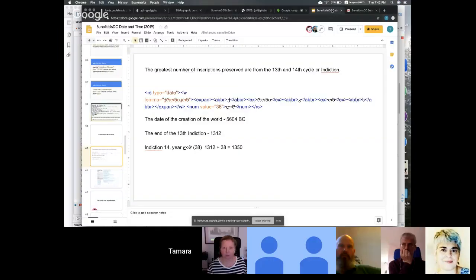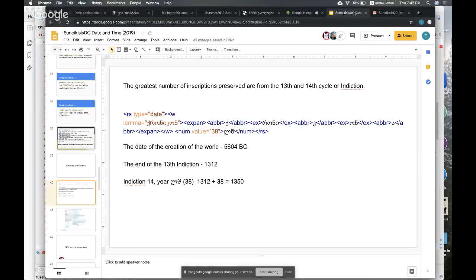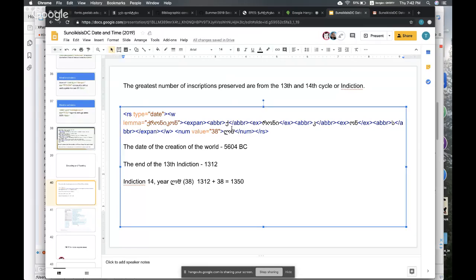Yes. So I'm going to show very briefly how we have encoded the Georgian Koronikon in the inscriptions, and how we then use this encoding for faceting. As we have mentioned, the majority of inscriptions preserved today are from the 13th and 14th cycle of Indiction. And here you can see a bit of the encoding from the inscription text, where it mentions Koronikon L.E.